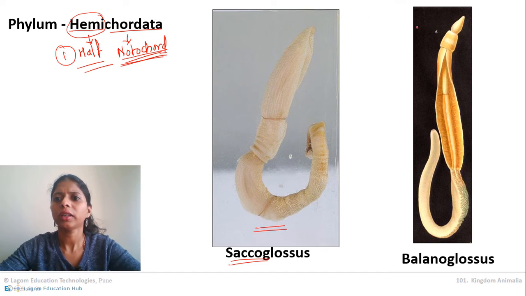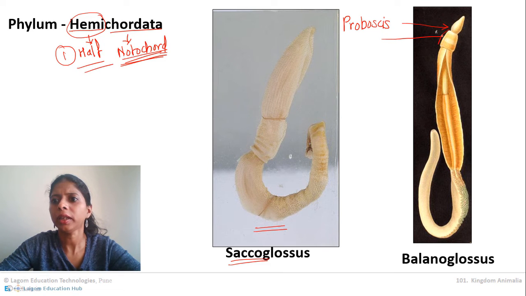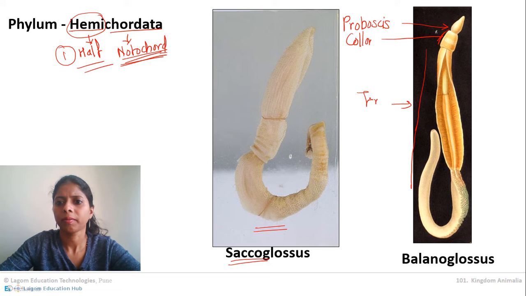Here the body regions can be easily seen. This is the upper region. It is not called a head. It is called the proboscis. What is it called? Proboscis. Now this second part, from here to here, is called the collar. And this remaining long part is called the trunk.